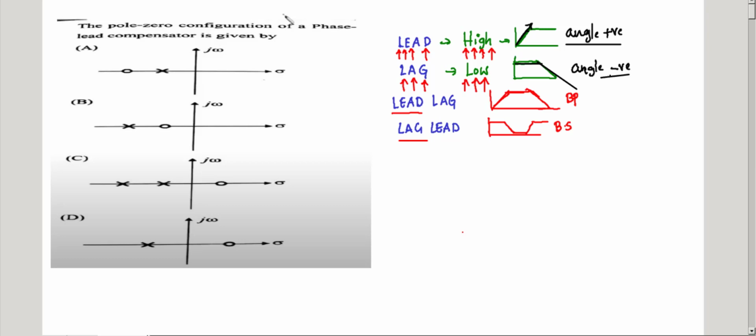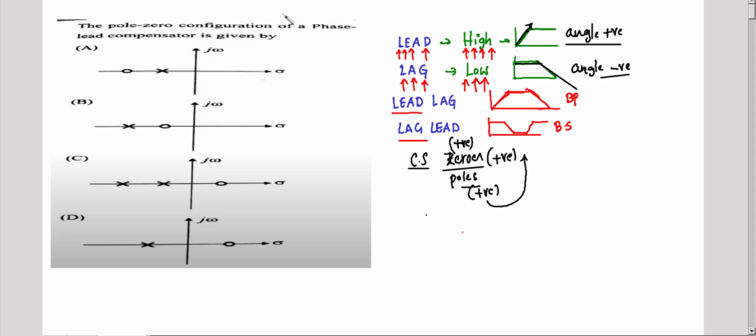Okay, angle is negative. In control system, we have zeros in the numerator and poles in the denominator. Zeros give the positive angle; poles, if they come to the numerator, give negative angle. If I take them in one order, zero gives positive angle, poles also give positive angle, but if it goes to the numerator it gives negative angle. That means poles give the negative angle.